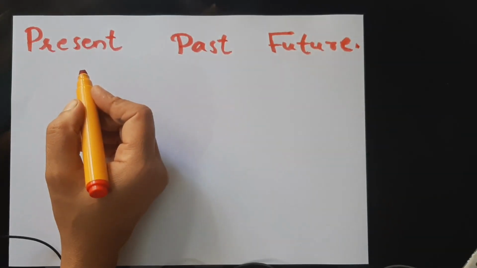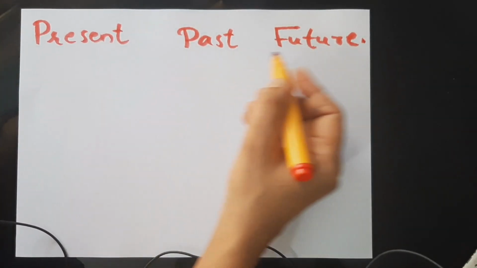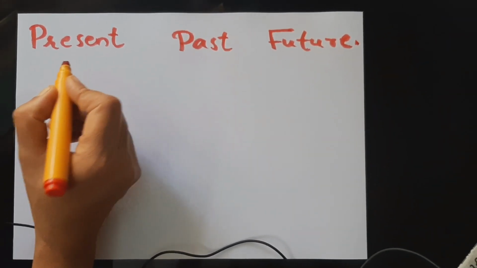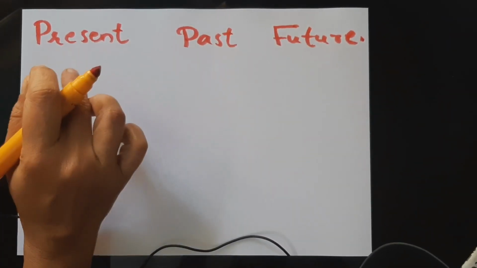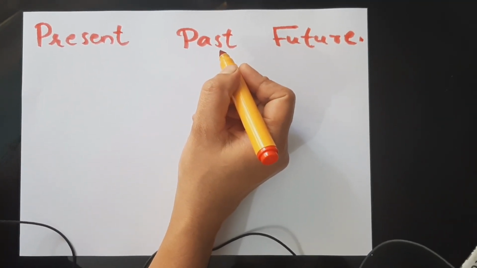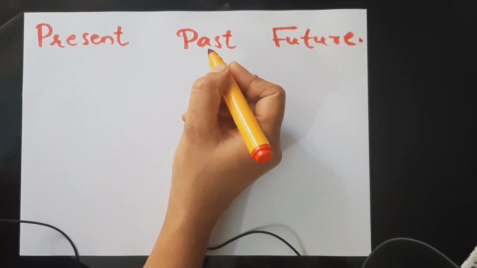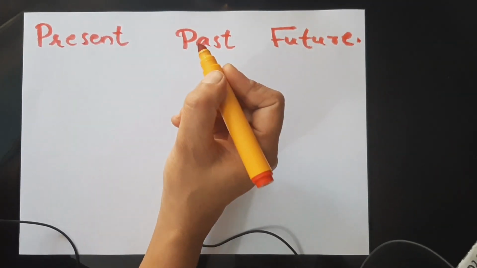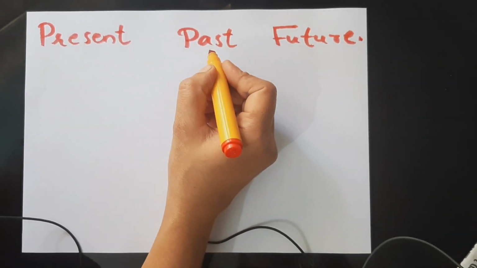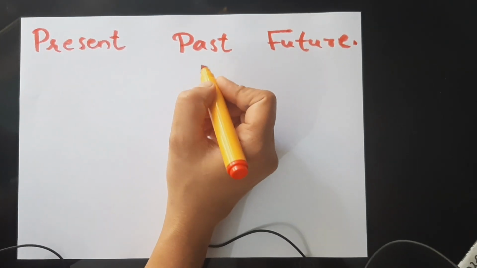In the same way, tense too has three forms: present, past, and future. Present tense denotes the actions that happen in the present. Past denotes the actions that happened or had happened in the past, yesterday or 2 days before, or 2 months before, or 2 weeks before, or 2 years before. Okay, all these come in the category of past tense.